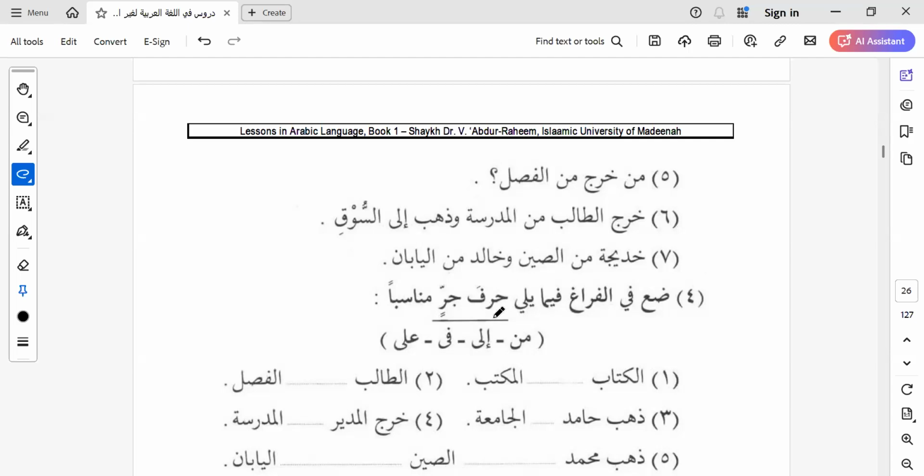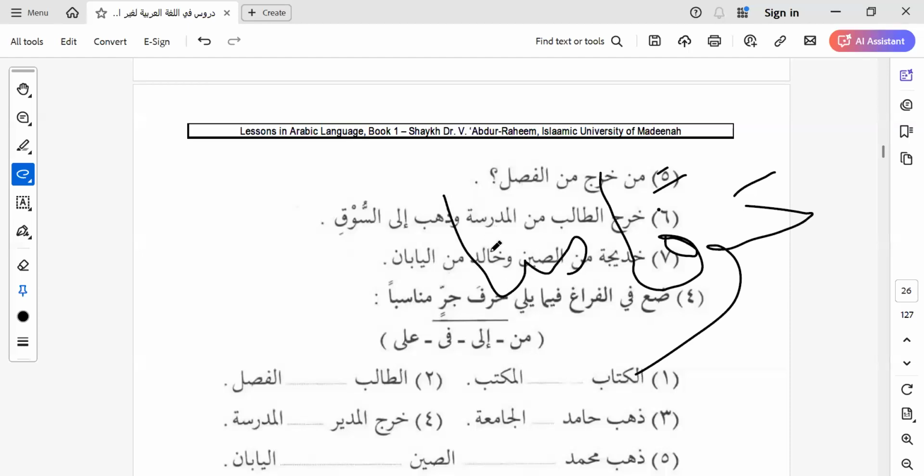So that's why we have حرف جر مناسبا. If you remove the jar, you're definitely going to say harfan munasiban. That's the way to know whether you are right or wrong. If you remove the idafa, you're going to have harfan munasiban. So that gives us the hint that munasiban is actually the adjective of harfa, understanding the fact that it is mansub is okay.